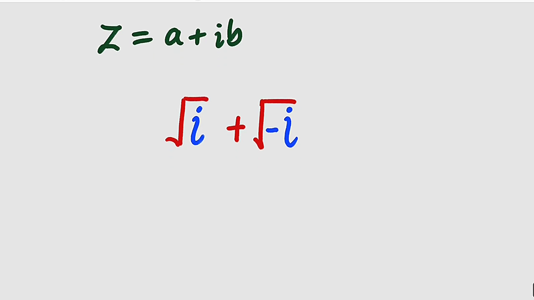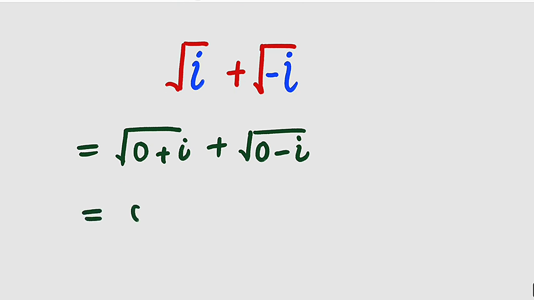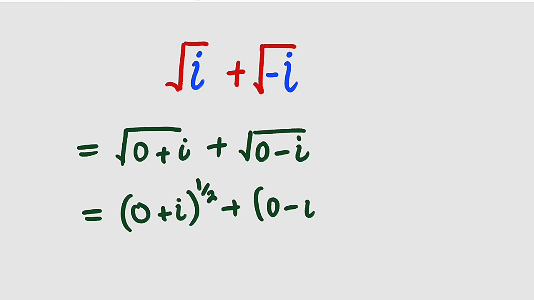So since we only have the imaginary part, the real part is equal to 0. So we can rewrite this as square root of 0 plus i, and we do the same thing here, square root of 0 minus i. Another thing you should remember is that every square root can be expressed as an exponent of 1 over 2. So this is the same thing as (0 plus i) raised to the power of 1 over 2 plus (0 minus i) raised to the power of 1 over 2.